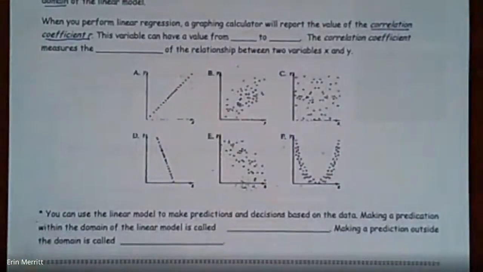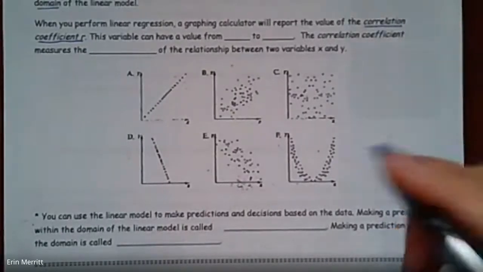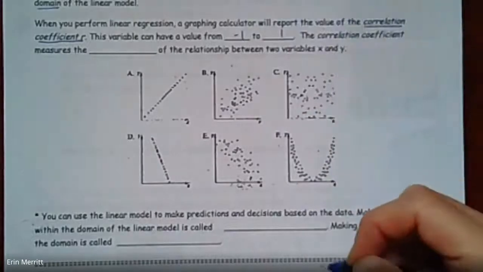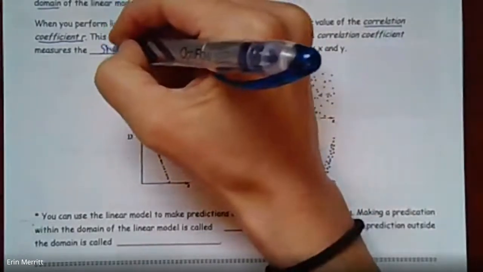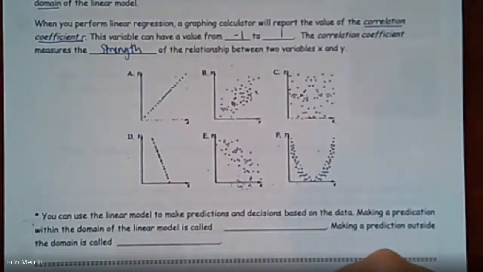So something to keep in mind is that correlation coefficient, it's going to tell you about the graph that you end up with. So the variable can have a value anywhere from -1 to 1, right? And what the correlation coefficient measures is the strength of the relationship between your X and Y variables, all right?